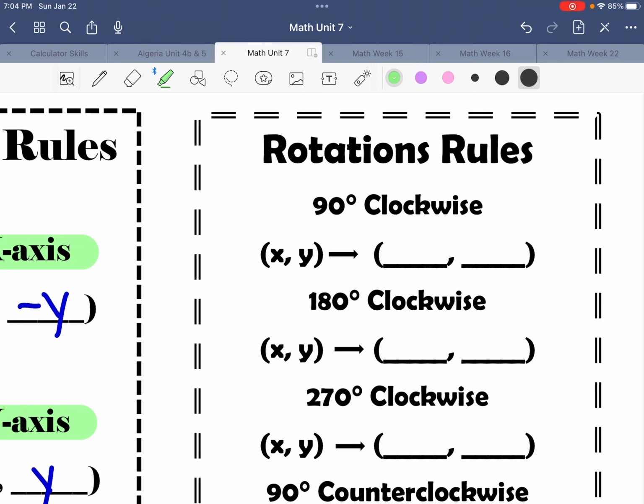Rotation rules. These are the ones that probably give me the most trouble trying to remember them. But there's technically only 3 rules. We're going to write down a bunch of rules, but then we'll realize in just a minute that they are overlapping. So if you are doing a 90-degree clockwise rotation, that from (x, y) changes to (y, negative x). So the x value and the y value flip around, and the x value becomes its opposite. If it started negative, it becomes positive. If it started positive, it becomes negative.